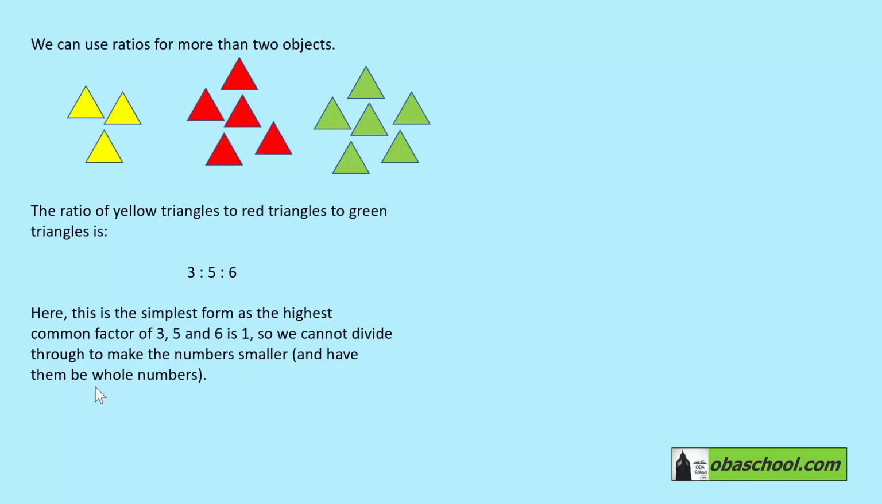We could certainly divide through by 3, but then only the 3 and 6 would be whole numbers. This one would be 5/3 or 1 and 2/3. And in simplest form, we want all parts of a ratio to be whole numbers.